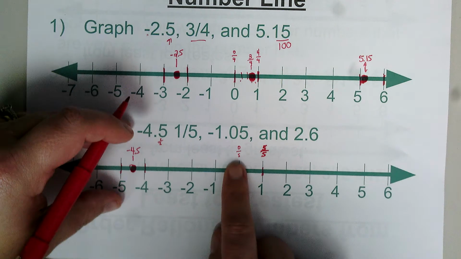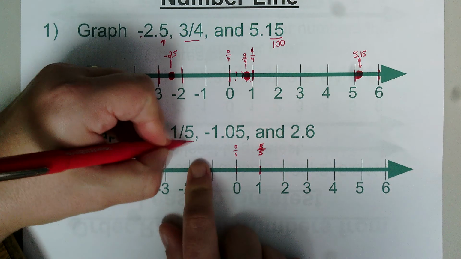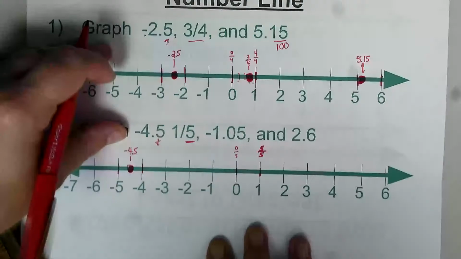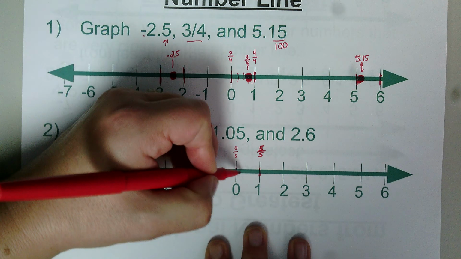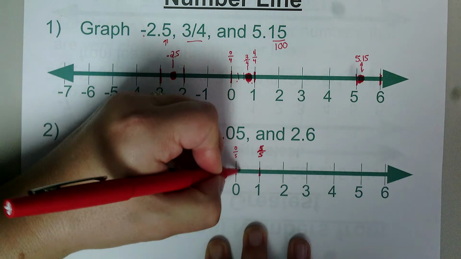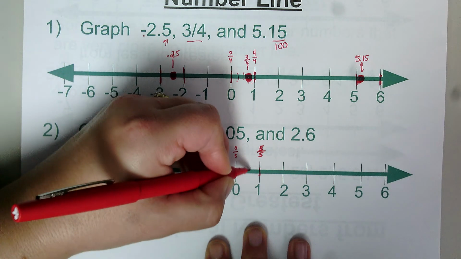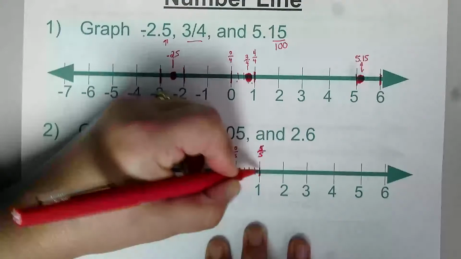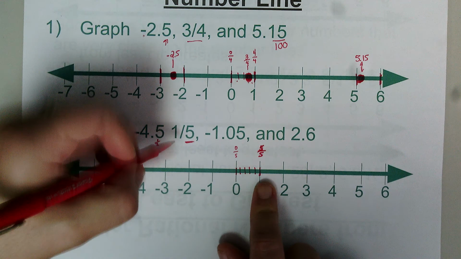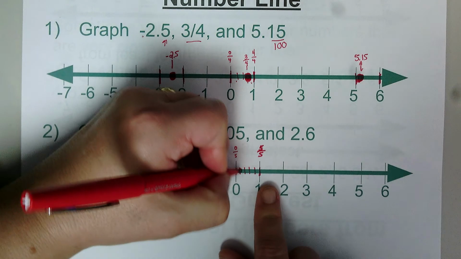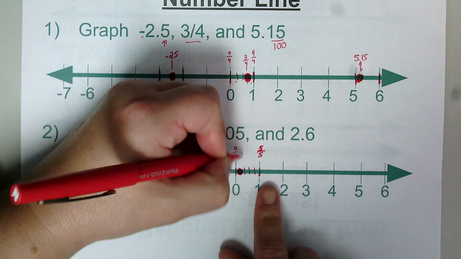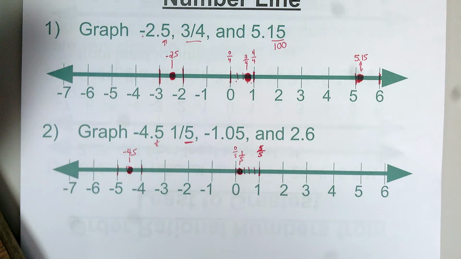But since 5 is our denominator, we say 0/5 to 5/5, which means I can break this number line into 5 sections. So I'm going to say 1/5, 2/5, 3/5, 4/5, 5/5. 5/5 is right there. So if I'm graphing 1/5, I'm going to put it right here on top of the very first hash mark, and that is my 1/5.